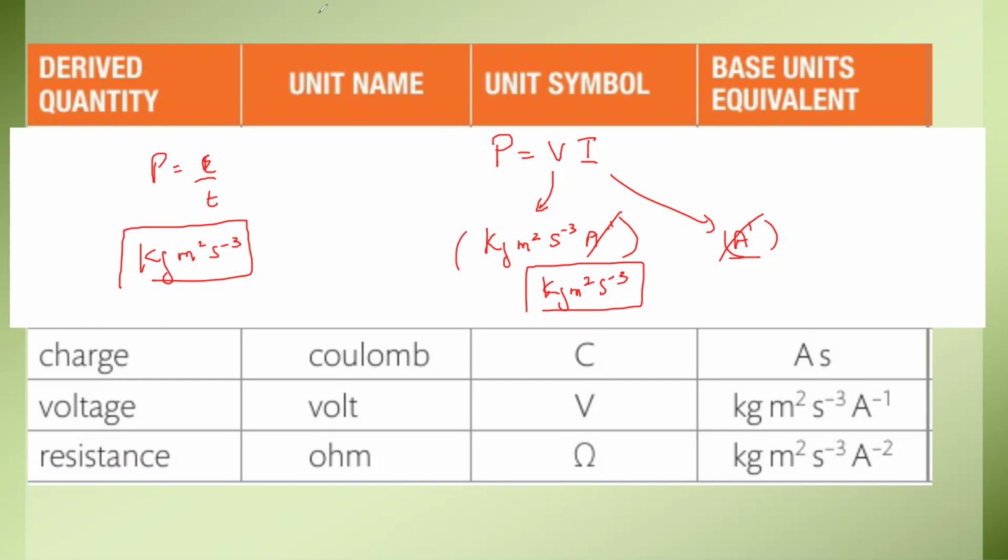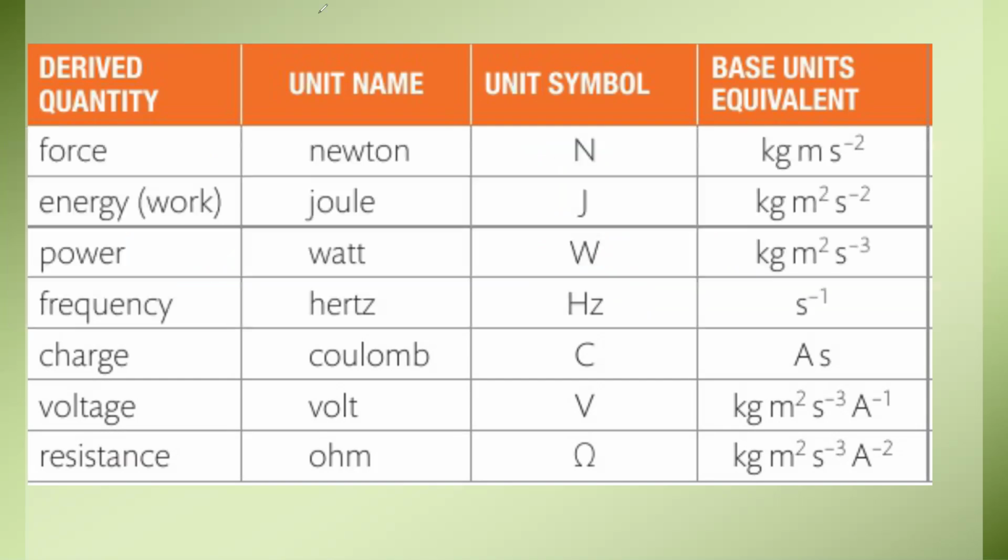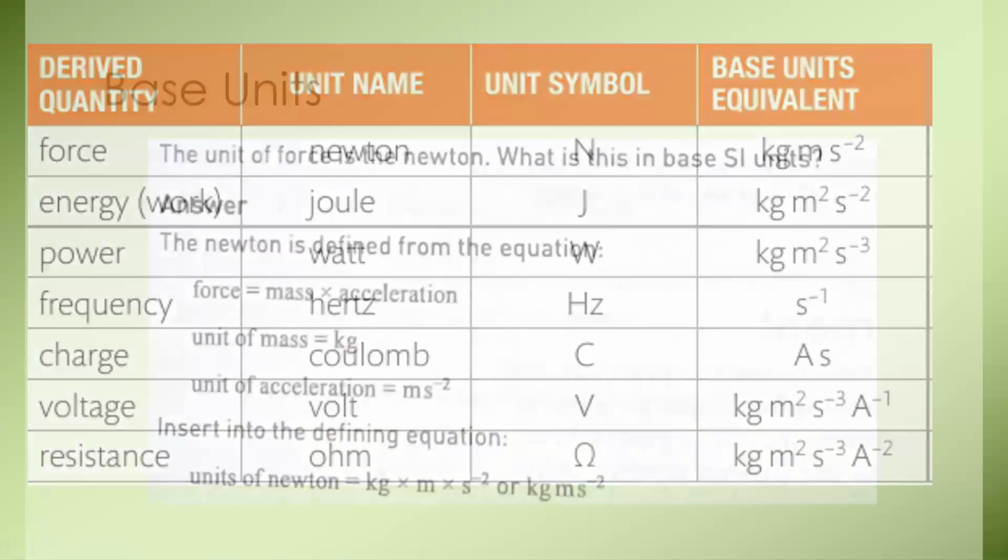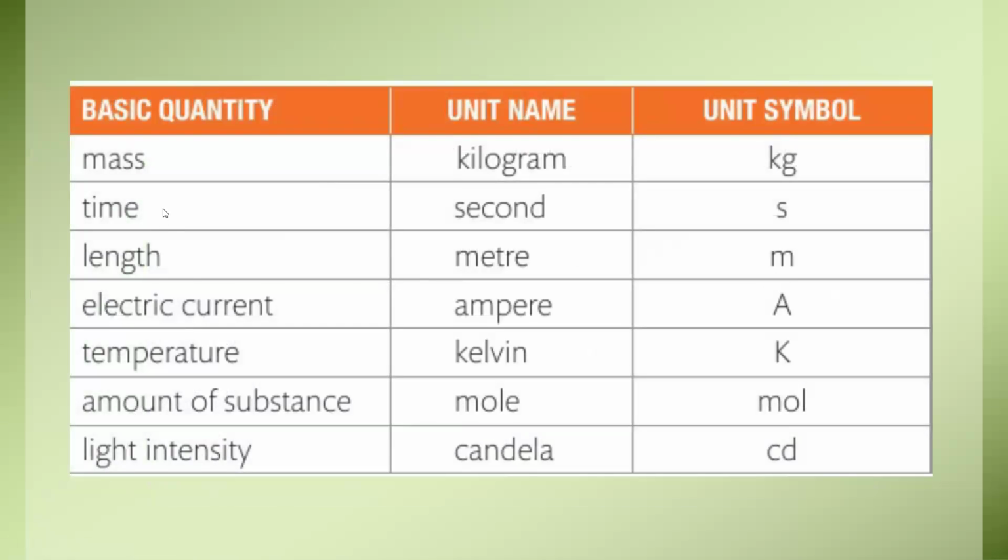So what is the difference between the base quantities and the derived quantities, or the fundamental quantities and the derived quantities? You have these 7: mass, time, length, electric current, temperature, amount of substance, and luminous intensity. These are the base, or the fundamental, quantities. If we represent any other unit in terms of these 7, we call it a base unit. But what are the derived quantities? Derived quantities are the ones which consist of 2 or more fundamental quantities.